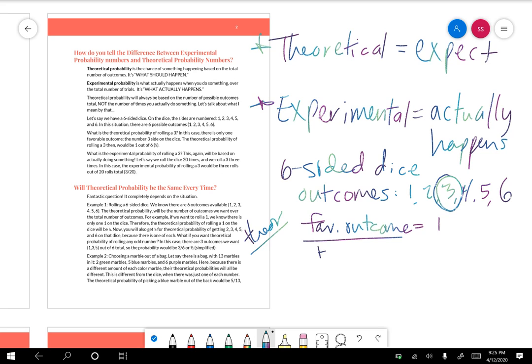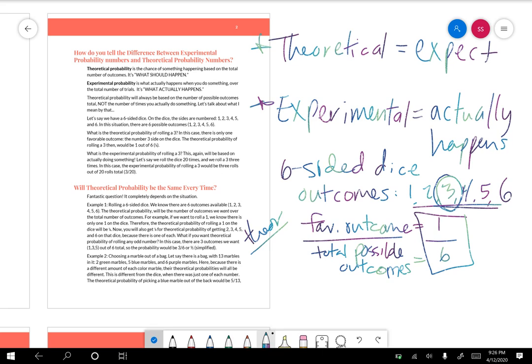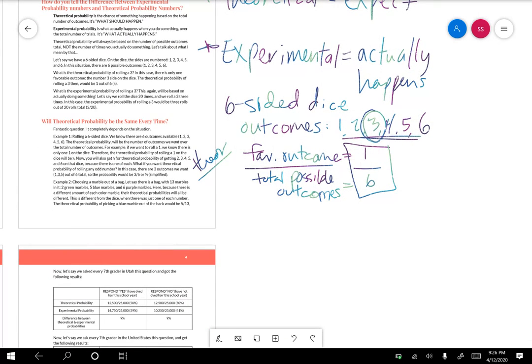And the total number of possible outcomes, again, we already know from up here, is 6. Okay, so right here, there is our probability of rolling a 3, theoretically. If we were to actually roll the dice, though, again, that's called experimental probability, when we're actually doing something.